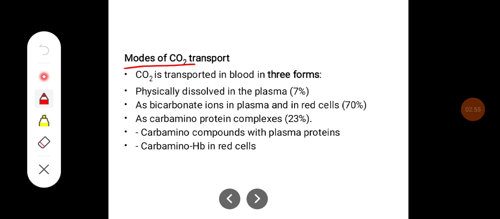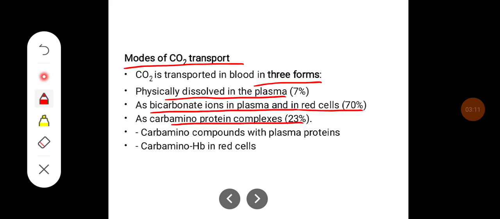The modes of transport of carbon dioxide. Carbon dioxide is transported in three forms. One is physically dissolved in the plasma, that is 7%; as bicarbonate ions in the plasma and in red cells, 70%; as carbamino protein complexes, 23%. Some of the carbamino compounds can form complexes with plasma proteins, and carbamino hemoglobin in red cells.